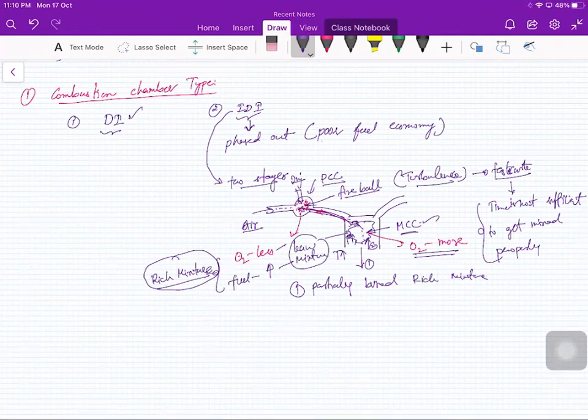Now at light loads, at very lower loads, generally we operate at a rich mixture, isn't it?